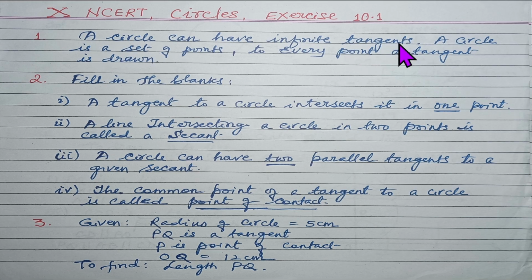A circle can have infinite tangents. Definitely, a circle can have infinite tangents because a circle is a set of points and to every point a tangent can be drawn, and therefore a circle can have infinite tangents.